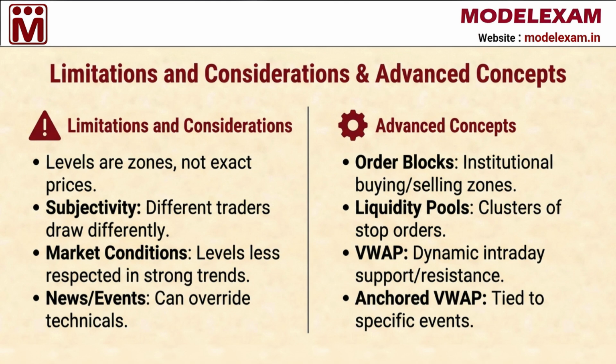However, you must be aware of limitations and advanced concepts. Remember that these levels are actually zones, not exact price points. There is also subjectivity, meaning different traders might draw lines differently. Market conditions matter too. In a very strong trend, these levels might be ignored, and major news or events can easily override any technical level.